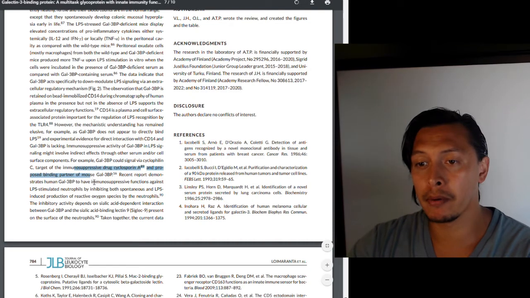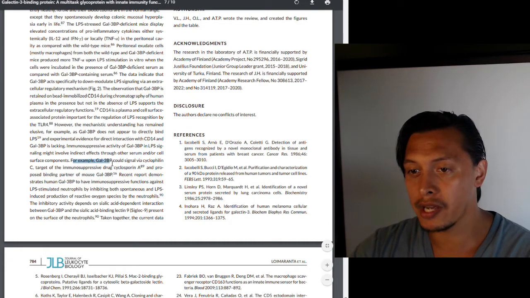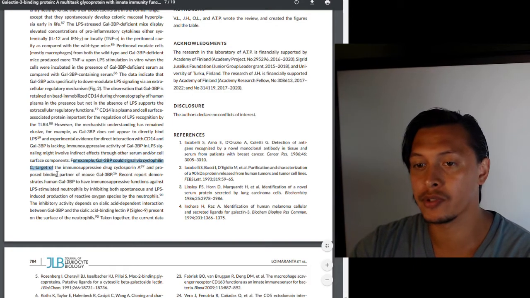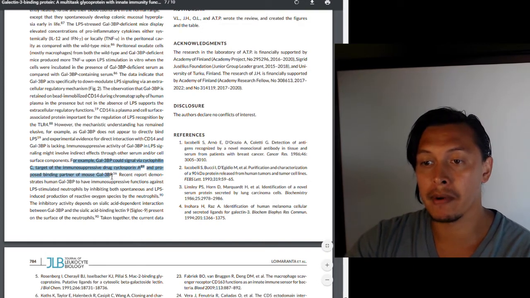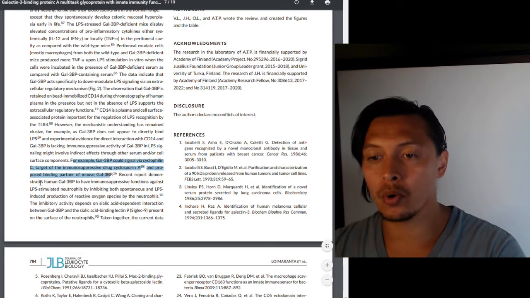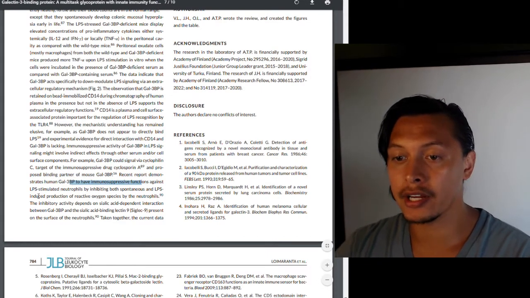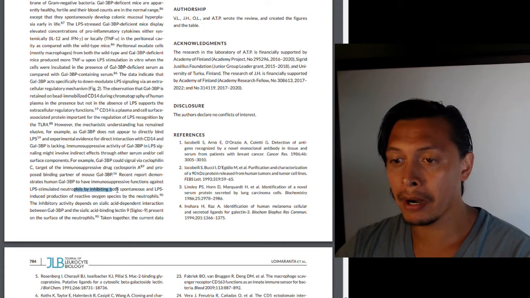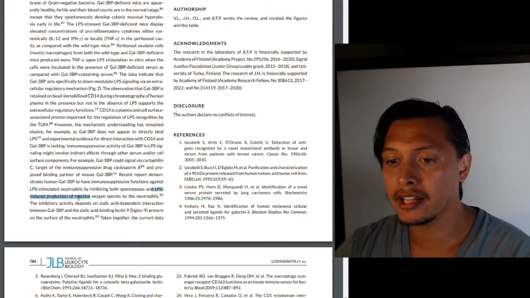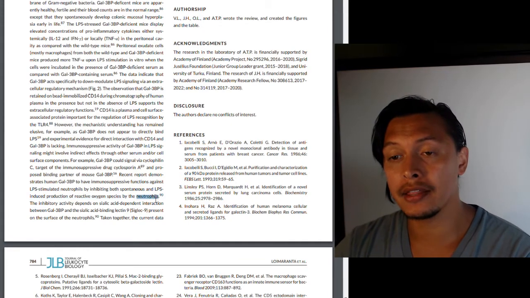Anyways, the proposed binding partner of the mouse Gal3BP. For example, Gal3BP could signal through cyclophilin C, which is a target for the immunosuppressive drug cyclosporin A, and proposed binding partner of the mouse Gal3BP. A recent report demonstrates human Gal3BP to have an immunosuppressive function against lipopolysaccharide-stimulated neutrophils by inhibiting both spontaneous and lipopolysaccharide-induced production of reactive oxidant species by the neutrophils.